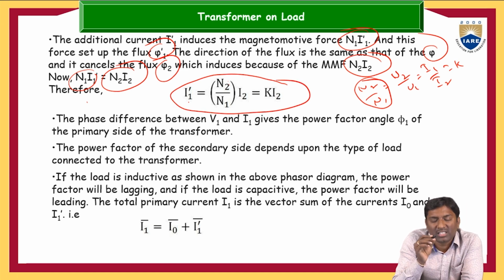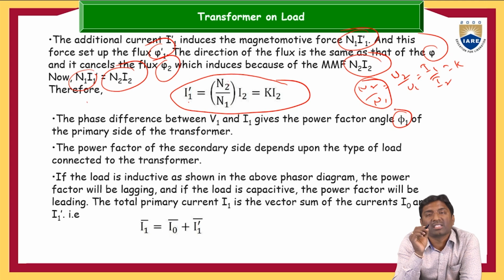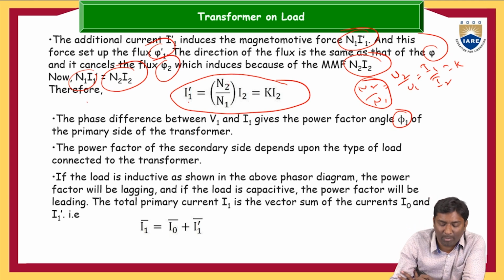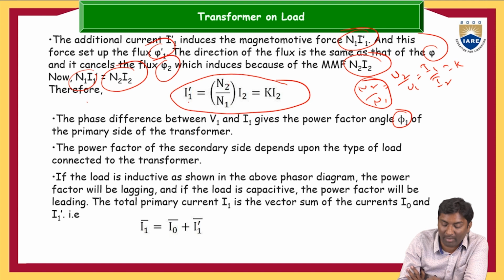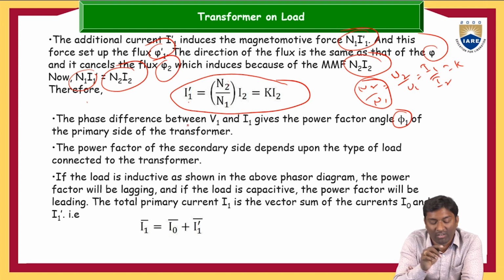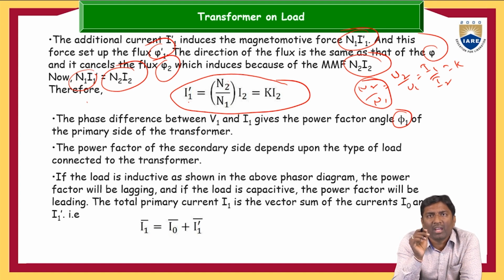The phase difference between V1 and I1 gives the power factor angle phi 1 of the primary side of the transformer. The power factor of the secondary side of the transformer depends on the nature of the load, but the primary power factor depends only on V1 and I1. That's why the phase difference between V1 and I1 gives the power factor angle phi 1 of the primary side. The power factor of the secondary side we can't decide; only the load of the transformer decides it, because we are connecting the load to the secondary winding. That load could be resistive, inductive or capacitive.